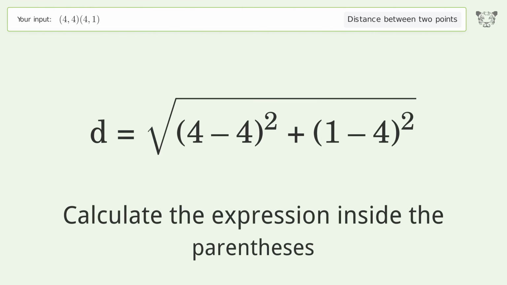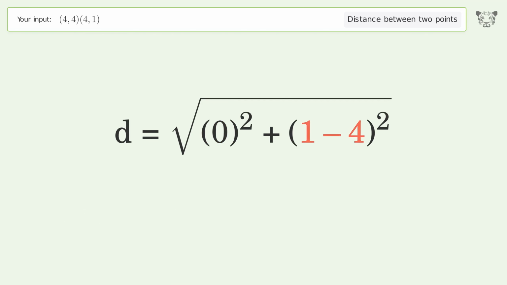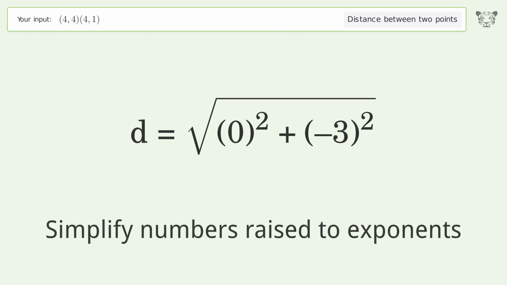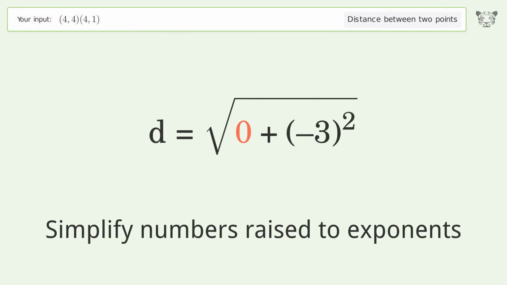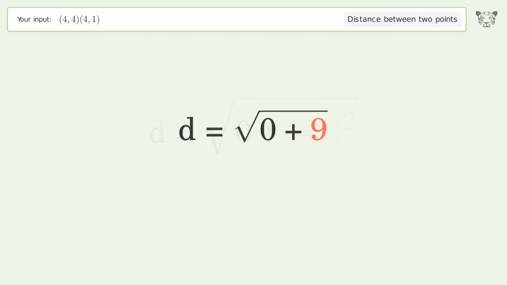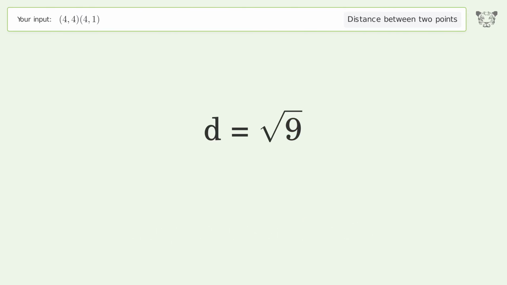Calculate the expression inside the parentheses. Simplify numbers raised to exponents. Simplify the arithmetic. And so the distance between the 2 points is the square root of 9 or 3.